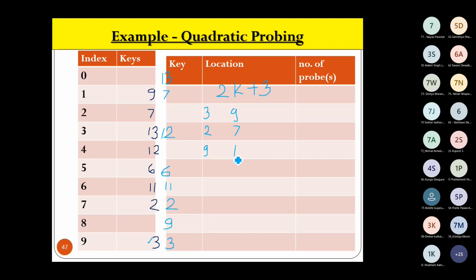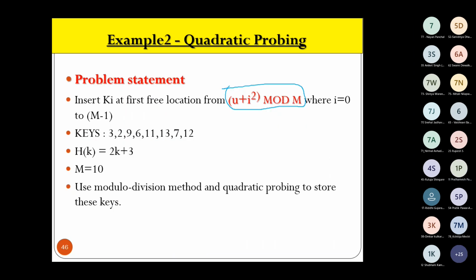Ma'am, I think we need to use u plus i square mod m. What is u? Ma'am, u is the hash value returned by the hash function. u is 2k plus 3, ma'am.